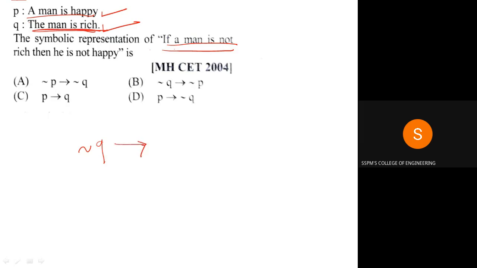We use the conditional symbol. The conditional symbol implies that. This arrow is used for conditional statements. Then he is not happy. What is the statement given here?